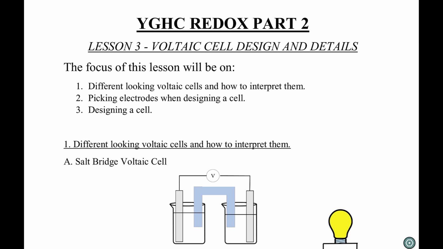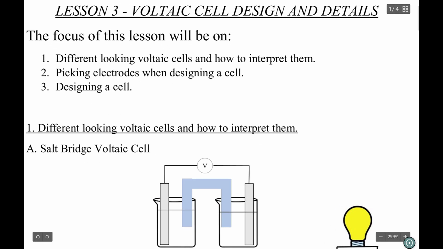So if you were asked to design a specific cell with a certain electric potential or to have a certain half cell, how would you go about doing that? So not a lot of new, but kind of more detail. We're going to look at three different things here: looking at voltaic cells and how to interpret them when they look different, picking electrodes when designing a cell, and we're going to actually design a cell.